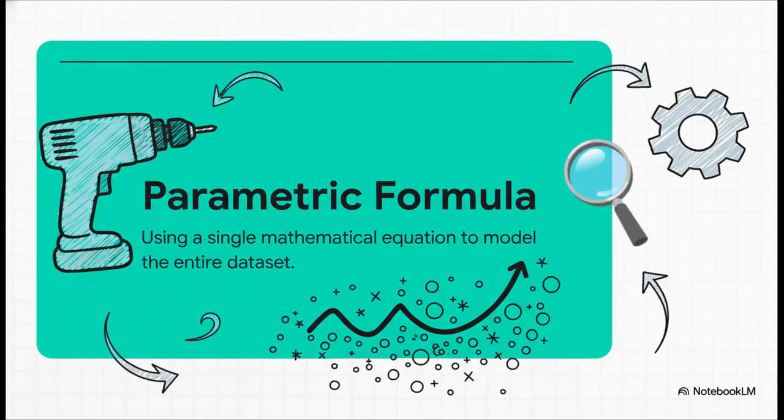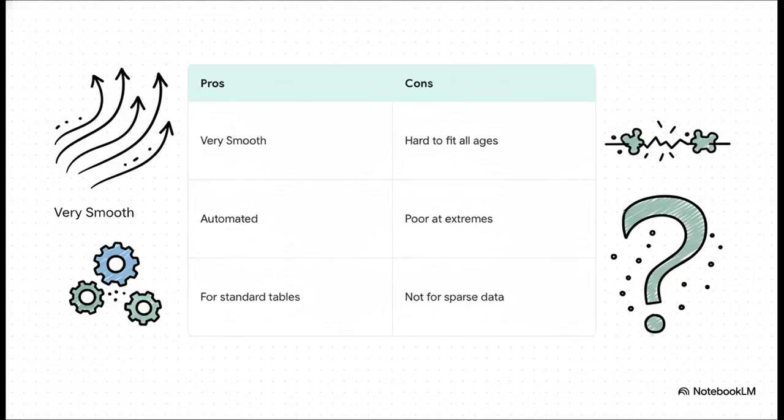First up, we've got the heavy-duty power tool, the parametric formula. This is where you pick a single, powerful mathematical equation, like the famous Gompertz or Makeham laws, which were developed over a century ago to model how mortality risk grows with age, and you use a computer to find the perfect version of that formula that best fits your data. The huge advantage here is that you get an incredibly smooth, objective result. It's perfect for those big, serious jobs like creating a new national mortality table.